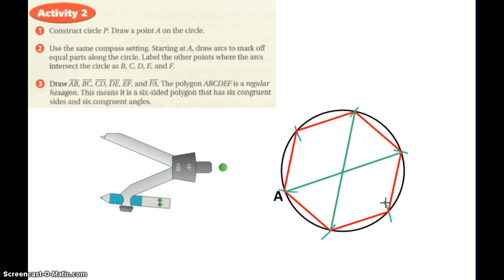Then it wants us to draw BE, so they're opposite of each other. I did not label these like I should have. So why don't I go ahead and label these? B, C, D, E, and F. Okay, if you look here, we have formed 6 different equilateral triangles. Okay, that tells us that we have created a 6-sided regular hexagon.